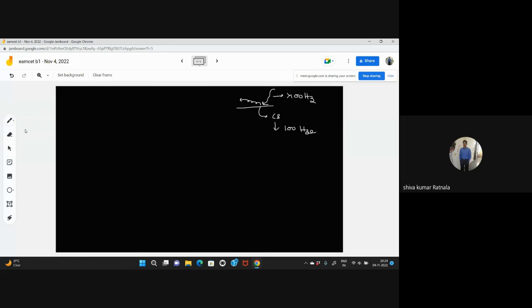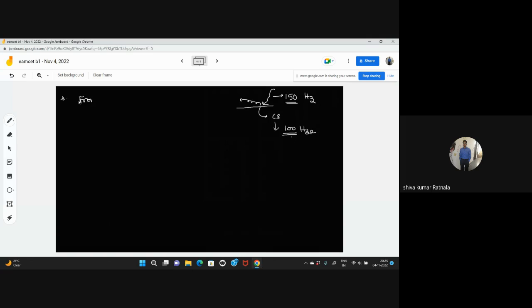For example, on the same metal, if I'm using 150 hertz of energy, then what will happen? Tell me what you can observe. Definitely ejection of electrons will take place. Then what will happen to the remaining 50? For the ejection of electron, I need only 100. And what about the remaining 50? That is the question.